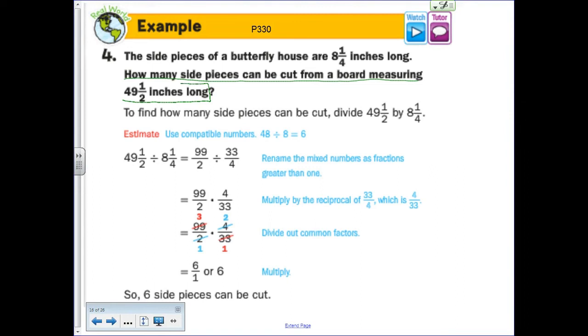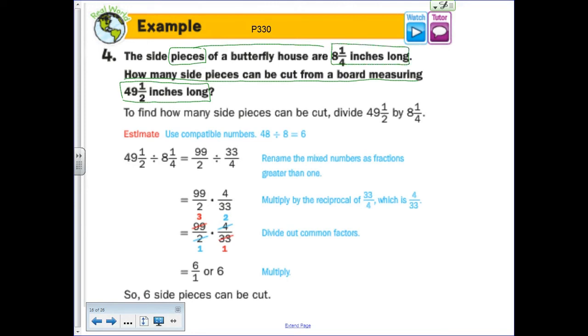Well, 49.5 inches is one of our facts, and how many side pieces can be cut from it is the question. We need other facts. In addition to the 49.5 inches long, we have pieces that are 8 1/4 inches long.